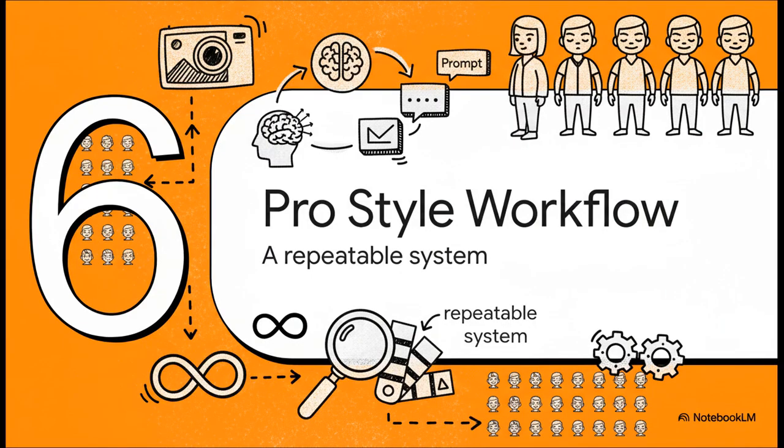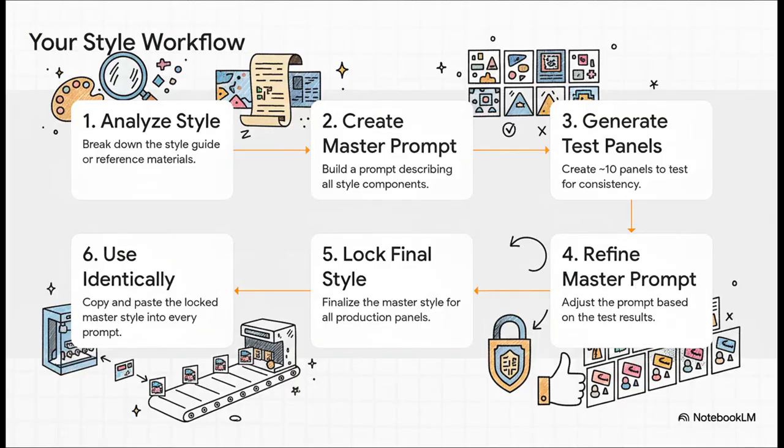All right, let's put all of this together into a repeatable system. This is the workflow you can take to any new project to guarantee high-quality, consistent results every single time. Here it is, step by step. You analyze the style, you create your master prompt, you generate those test panels to make sure it works, refine it if you need to, and then you lock that final style. From that point on, you use that identical style prompt in every single generation. It's a foolproof system for consistency.